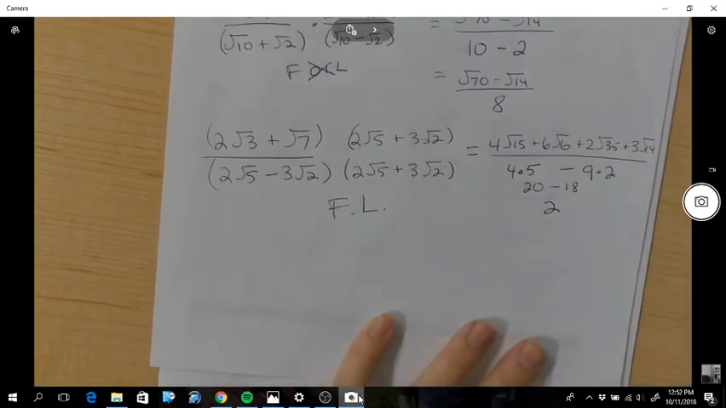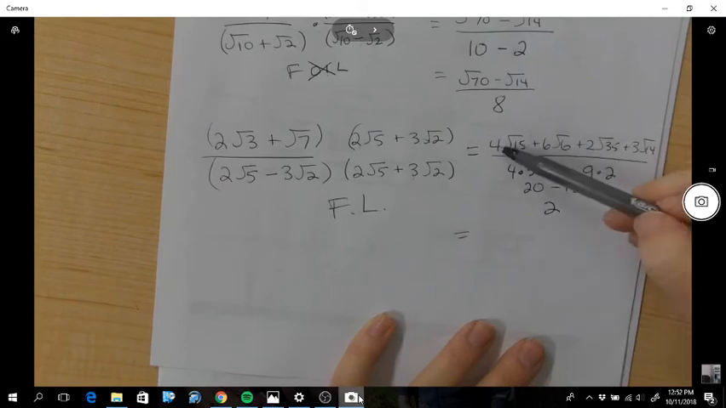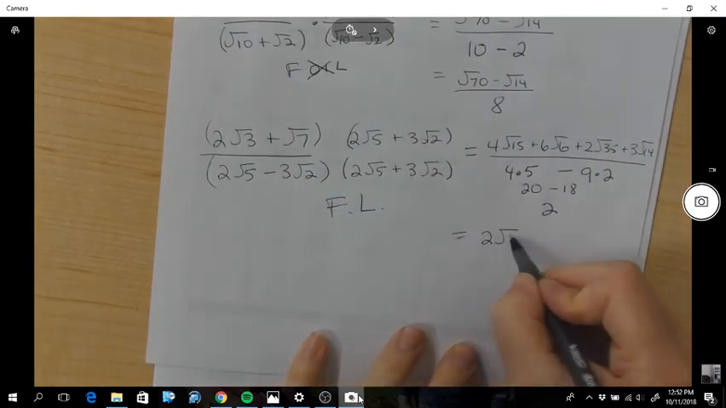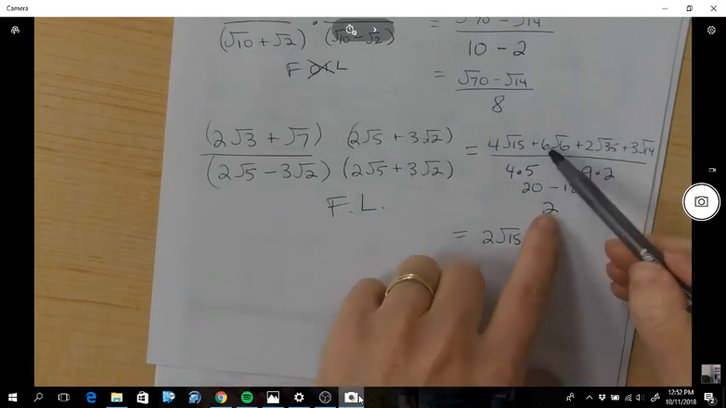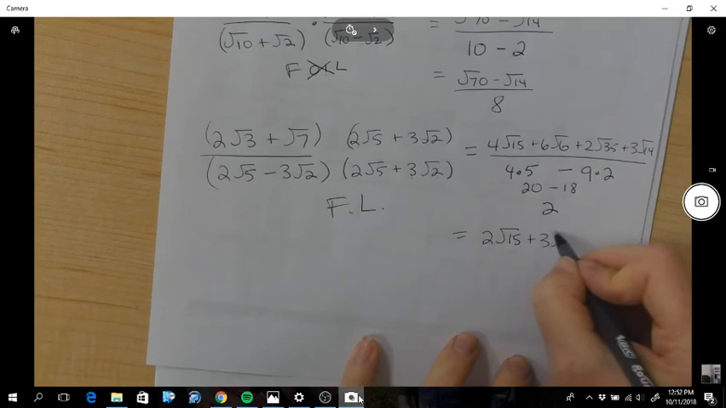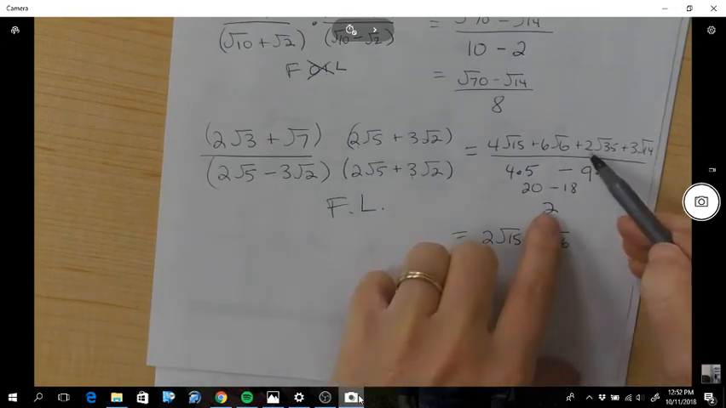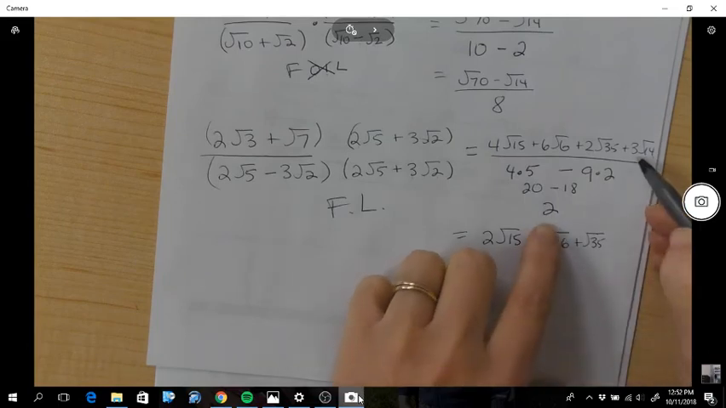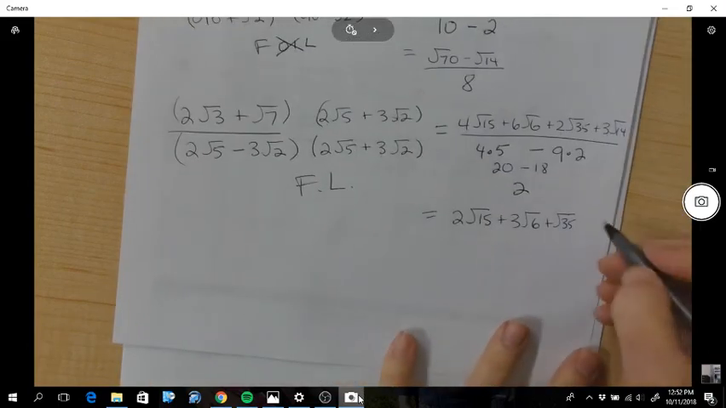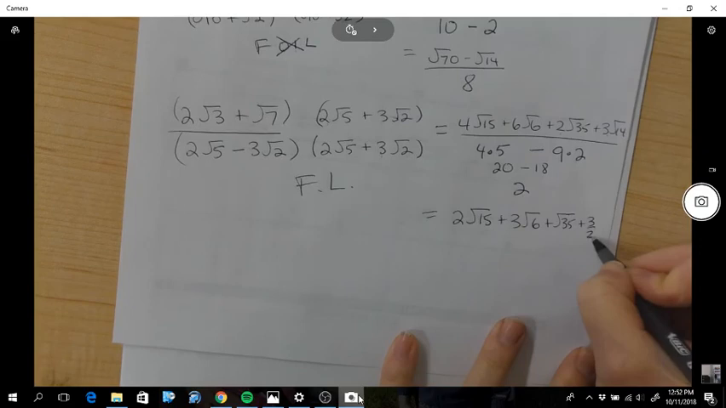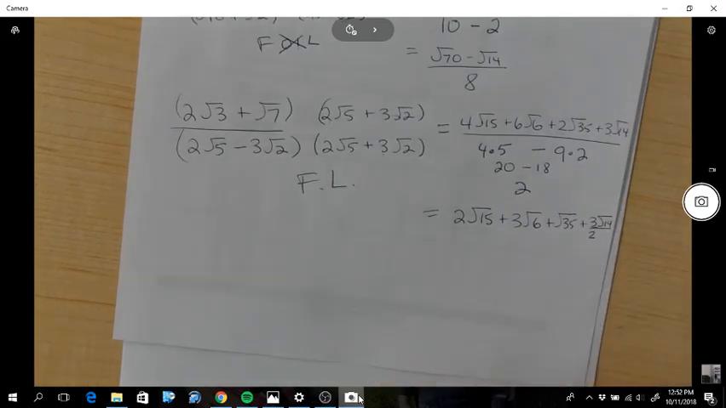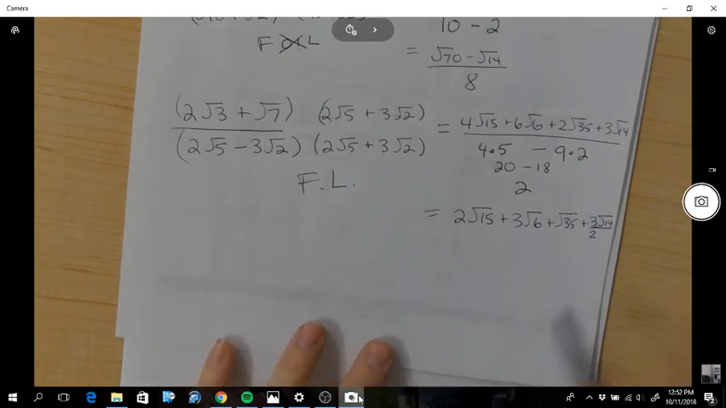So now I'm going to simplify some things. So 4 on the top divided by 2 becomes 2 root 15. I'm going to do the 6 divided by 2, so that's 3 root 6. 2 divided by 2 is 1, so that's just a root 35. 3 divided by 2, there's nothing I can do with that, so I'm going to leave it as 3 root 14 over 2. And that's your final answer.